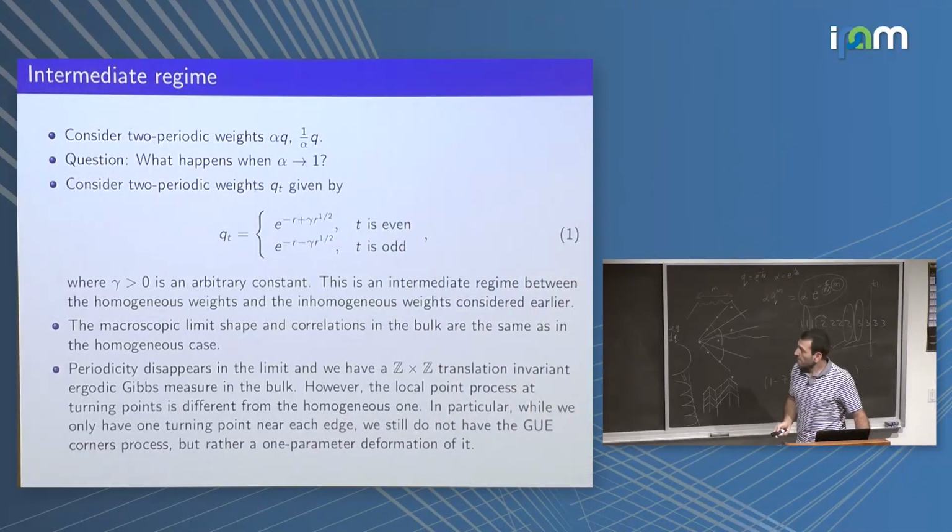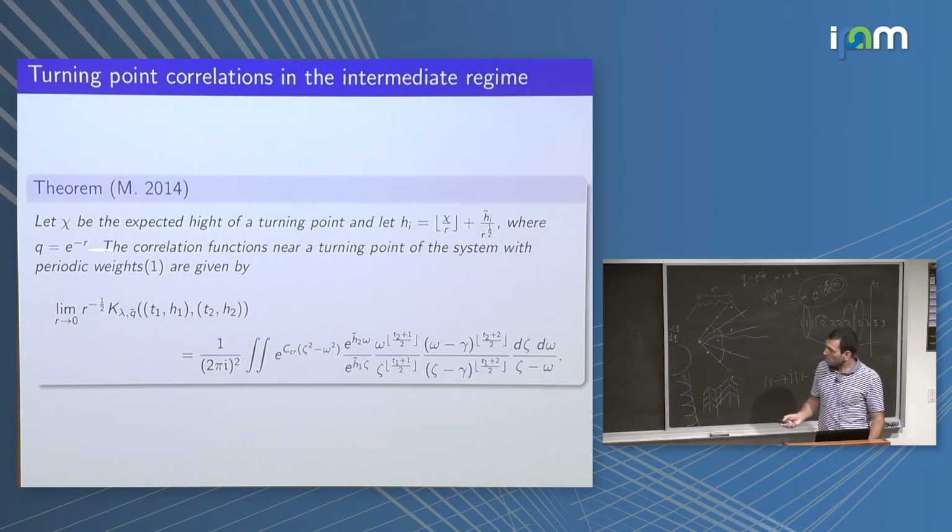Again, you have a determinantal point process. In the bulk, you're going to get just the Z cross Z translation invariant ergodic Gibbs measure. You're going to get the incomplete beta process. So the bulk is not going to see the periodicity in the limit. But if you look at the frozen boundary, you again have only one turning point at the edge, but it does remember the periodicity. You get a determinantal process with this correlation kernel.